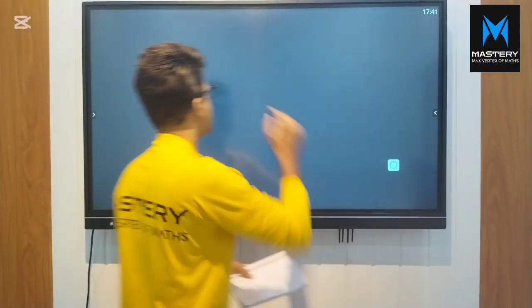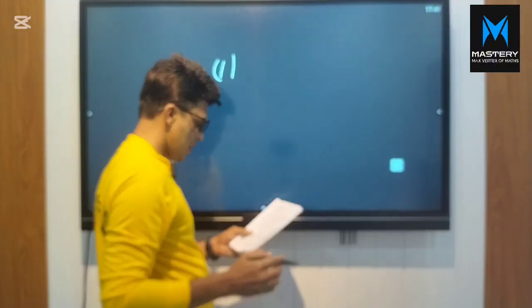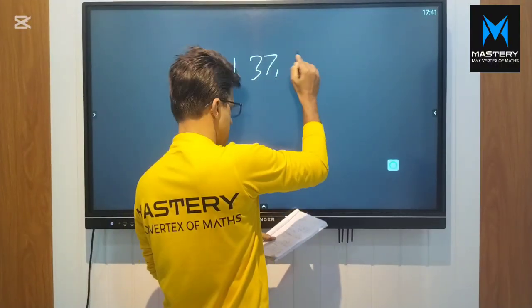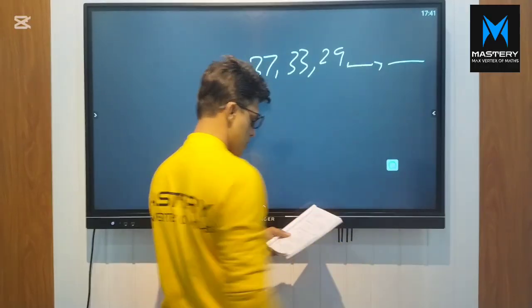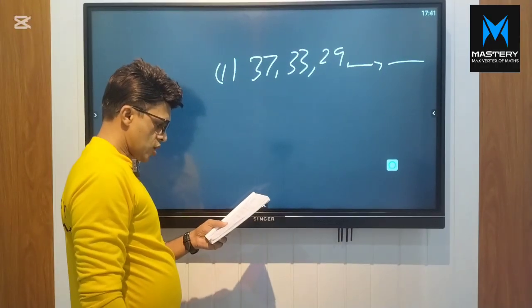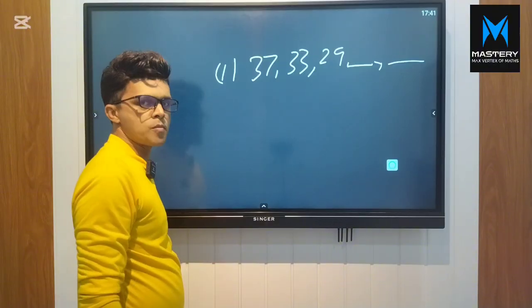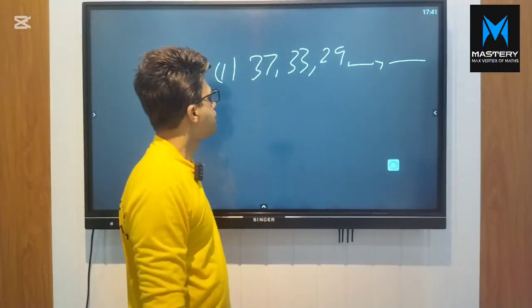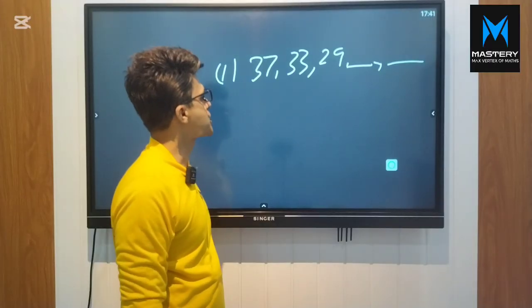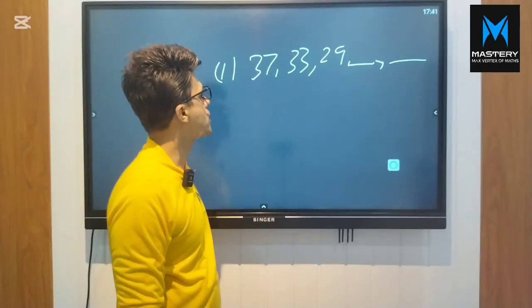The first question is: here 37, 33, 29. You need to write the other two terms. That's the question, right? The next two terms should be written. You could observe these digits first, 37, 33, 29 and so on.